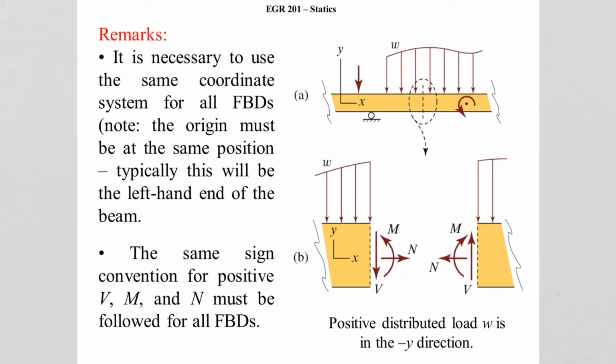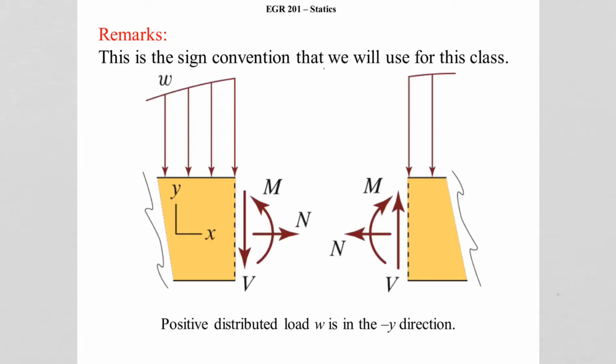It's very important for us to set up some coordinate system. Typically, 90% of the time, the origin will be the left-hand side of the beam itself, and we will do a positive x going to the right. This will be a positive x direction for our beam. The other thing that we want to do is look at our shear, normal, and moment forces and come up with some sign convention. So I blew it up here so you can see it a little better. This is what we would consider as our positive sign convention.